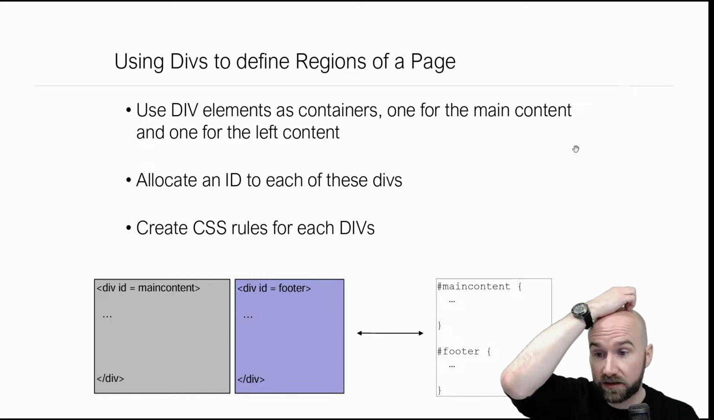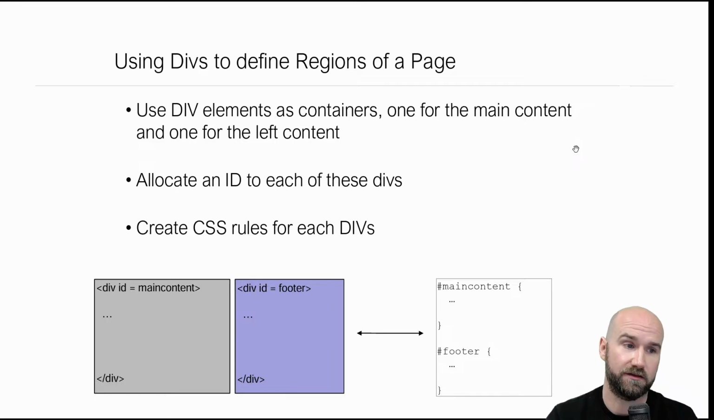So you can use what's called div or division to define different regions on the page. We can use the division elements as containers, say one for the main content and one for, let's say, left content or something like a footer. We end up allocating an ID to each of these divisions so that we can target them with CSS. And we'll do that as part of a lab. And then your first assignment will use divisions a little bit.